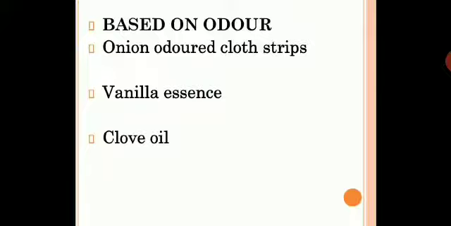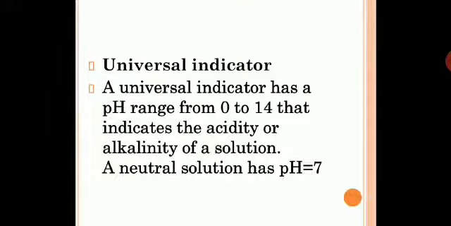Now based on order, onion cloth strip, vanilla essence and clove oil will show different odor. We get a different smell in these indicators with acids and bases. So you are more focused on the color change indicators. We are going to have practicals also on that. So our main focus is the color change indicators in acid, base and neutral solution.